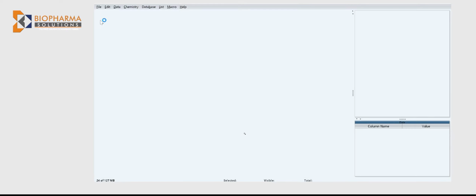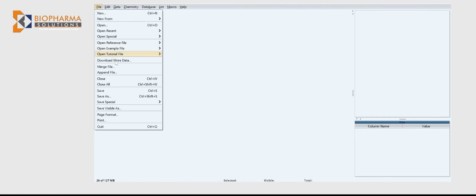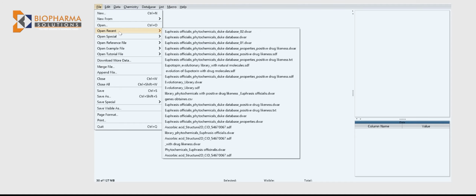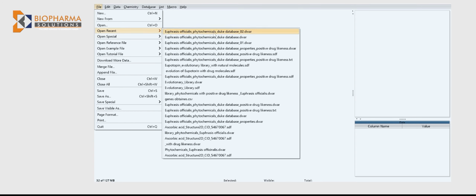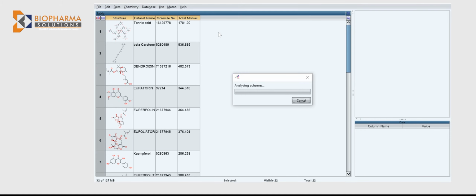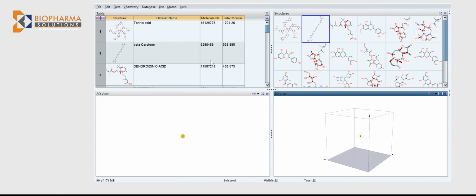Okay, so we will take the parent database which we made in the last class. So let me take open, recent, Euphrasia officinalis phytochemicals new database, and that data has been uploaded here. And you may remember that data.